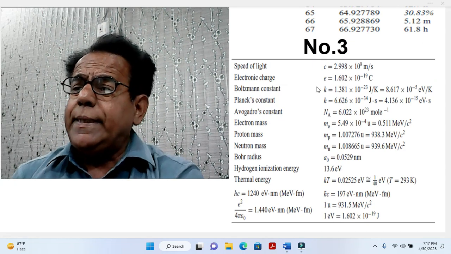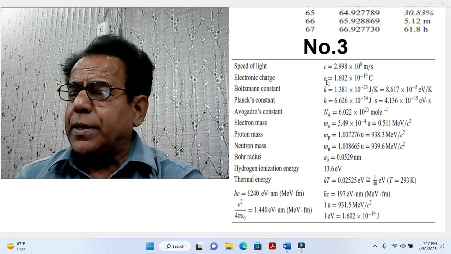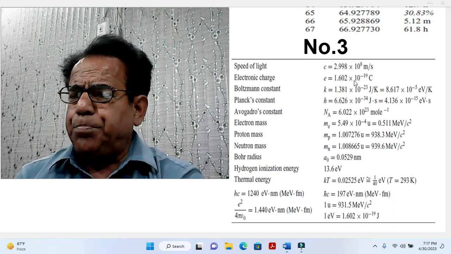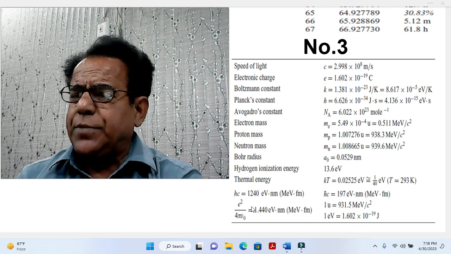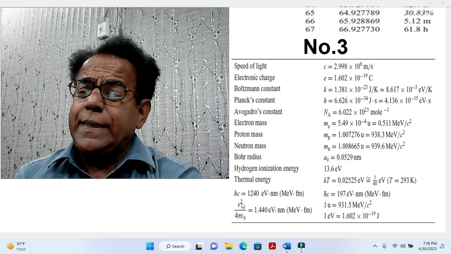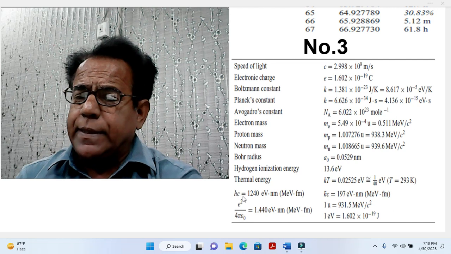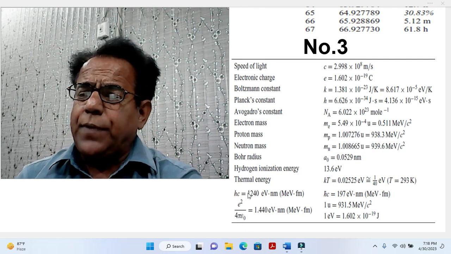Next, tool number 3. Dear students, in this tool the electric charge e is given. Moreover, actually the most important thing which will be used here is that e square over 4 pi epsilon naught, the combined value of this, is given. Okay, we will use this value.